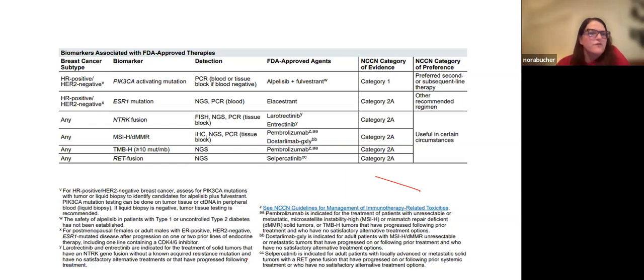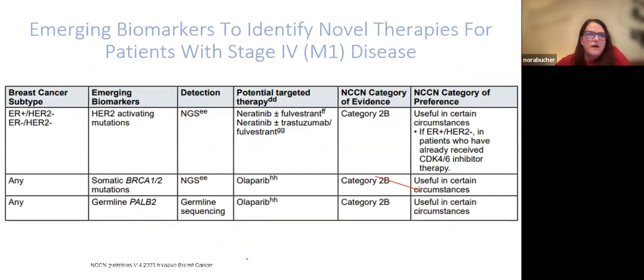So also, if you advance the next slide, please. These are some of the other emerging mutations and targeted agents. And actually not really emerging is, if you have a germline BRCA mutation and even a PALB2 mutation, you could be a candidate for the PARP inhibitors. One example is olaparib. Also, we can find these mutations in the germline, and we test with a blood test.